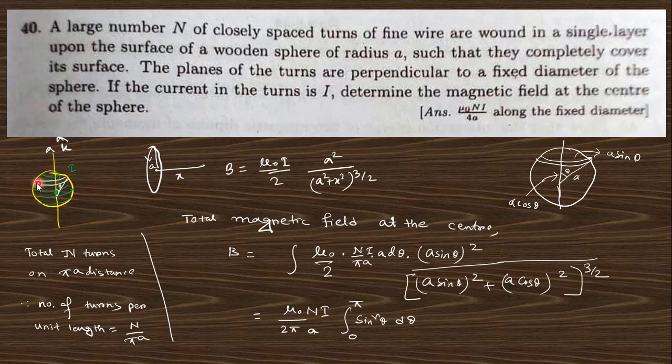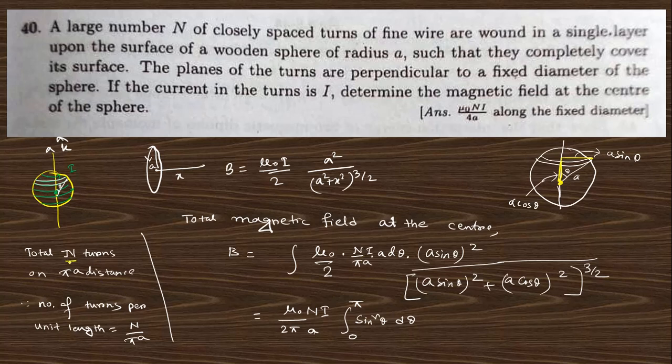If you take a single wire, it is like a loop and we need to find the magnetic field here. This is the formula, where this is x and this is a; the magnetic field at this point will be like that. Now take this strip. If the radius is a, this will be a sin theta and this is a cos theta. Now the magnetic field at the center due to this one is mu 0 by 2 and the current will be like that.